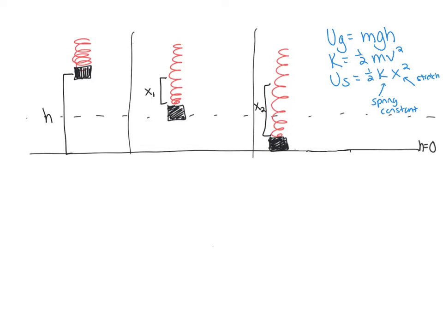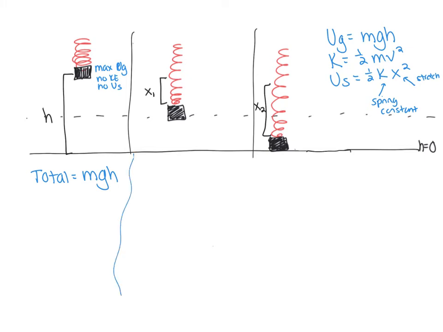So at this height here, I'm going to have my max UG. I'm going to have no KE and no spring potential energy. Why? Because it is not extended at all. It's in a neutral position. So this means my total energy is equal to mgh at the top, my potential energy.